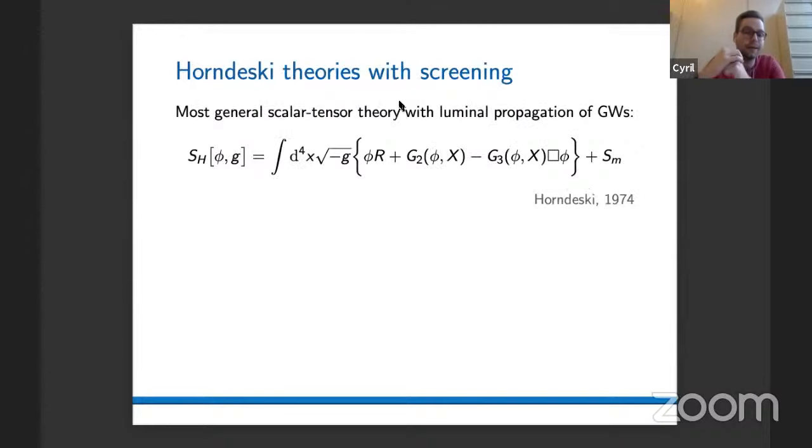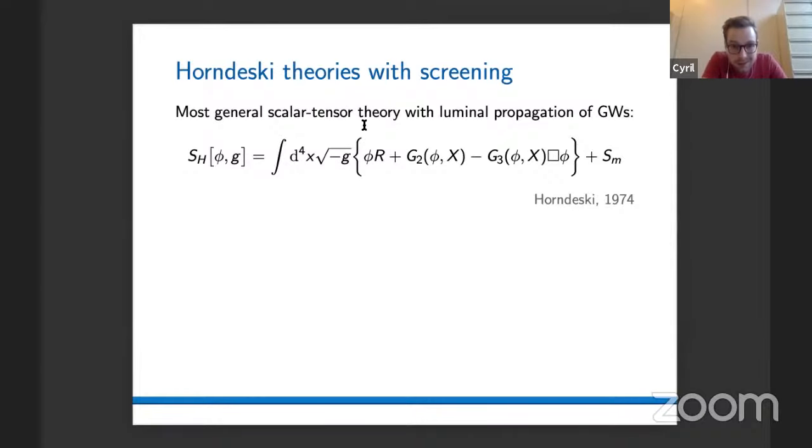So, okay, what do we mean exactly by scalar tensor theories? The most general scalar tensor theory that has a second order equation of motion and is invariant under diffeomorphism and Lorentz transformation are the Horndeski theories. And if on top of that, you require luminal propagation of gravitational waves, you get this action. It makes sense to assume luminal propagation of gravitational waves because of the neutron star merger that put a very strong constraint on the speed of gravitational waves.